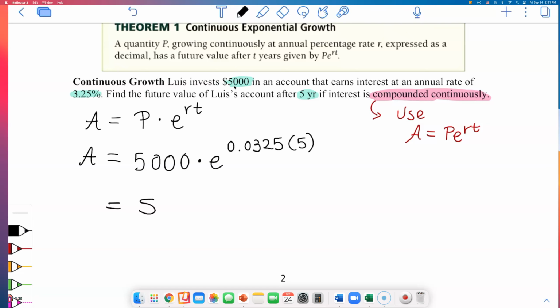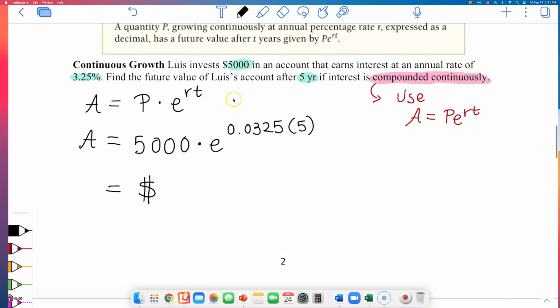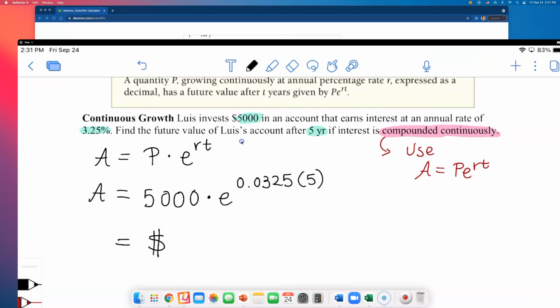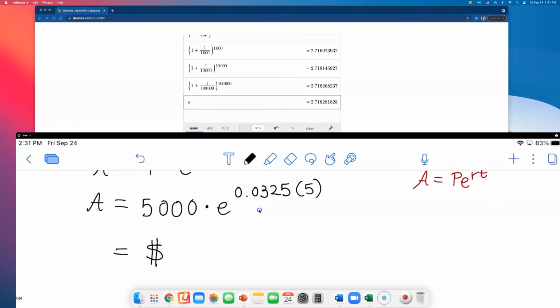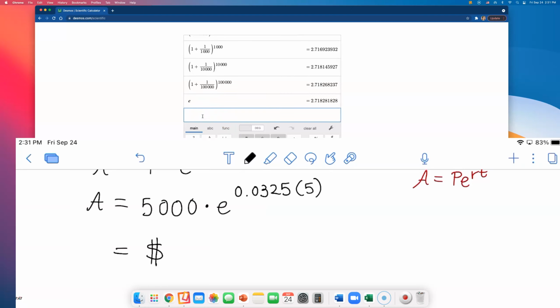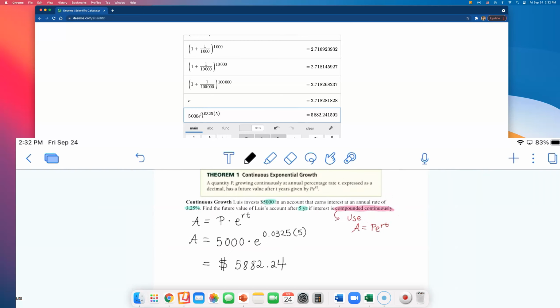So if Luis can find a bank that will work with him on continuously compounding interest, then how much money will he have in 5 years? 5,000 times e raised to the 0.0325 times 5. He's going to have $5,882.24. So that is the most money that he can get.